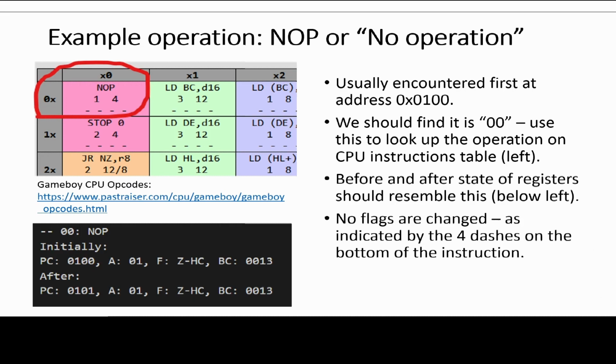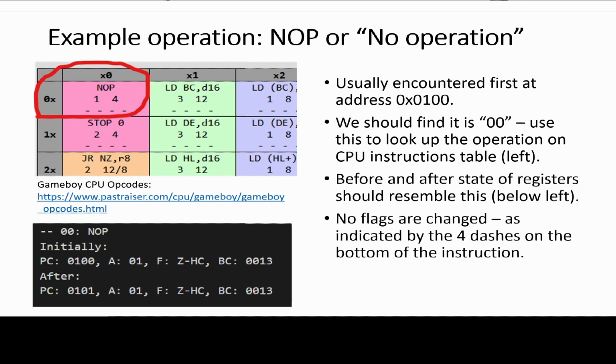So don't be terribly surprised if you need to spend a bit of time trying to understand this as well. But if we go to that location in any of our tests or any of the games, it's not necessarily given, but we should find that it says 0, 0. So we use this to look it up. That's 0 on the left and 0 on top. That means we have our no op there with a 1 and a 4 and 4 little lines underneath.